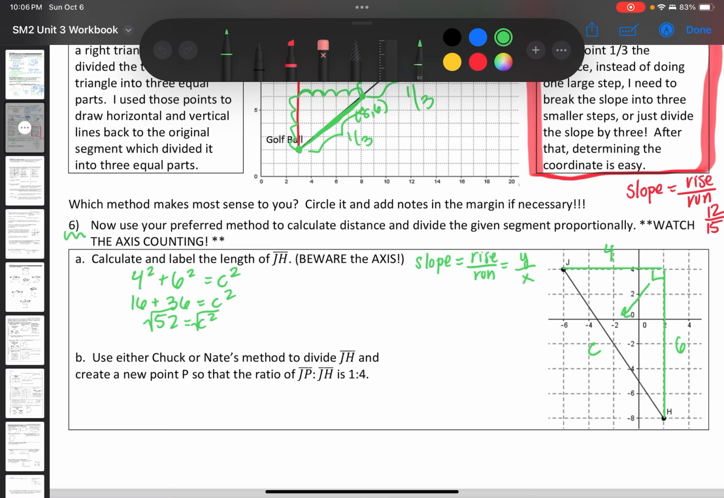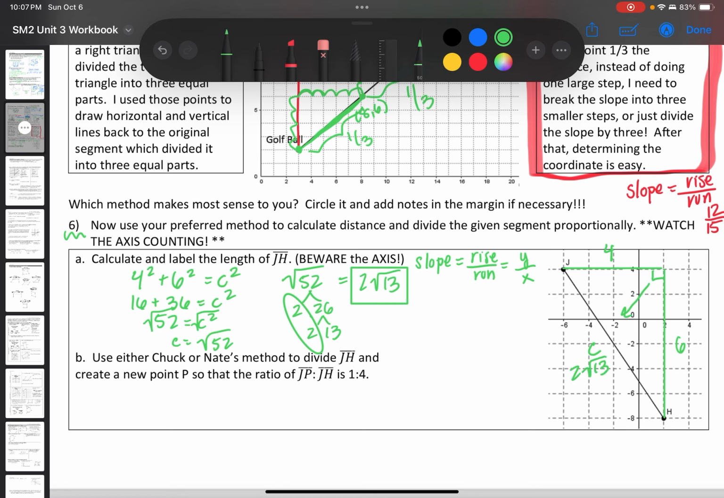Then we have c equals the square root of 52, which I can simplify. Two numbers that multiply to 52 are 2 and 26, and I can break 26 down into 2 and 13. Now I've broken it down to all prime numbers, so I can simplify the square root of 2 times 2, which is my pair of 2, to 2 radical 13. So the distance between J and H is 2 radical 13.